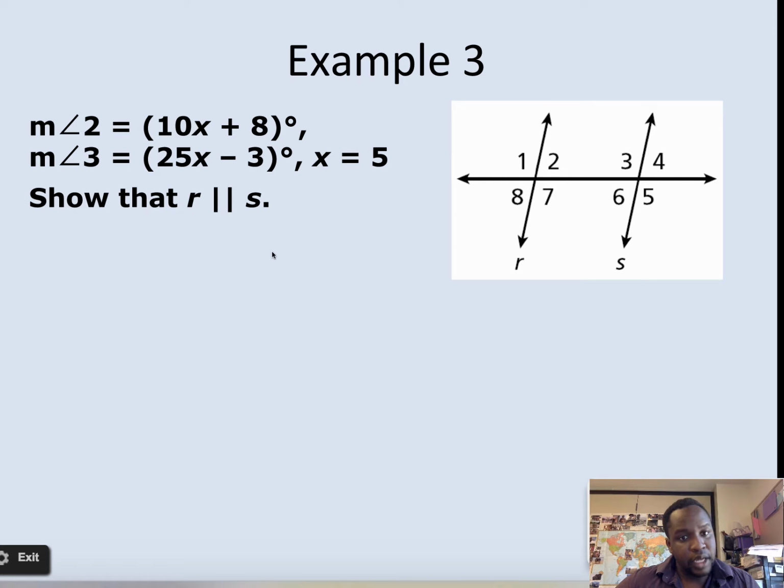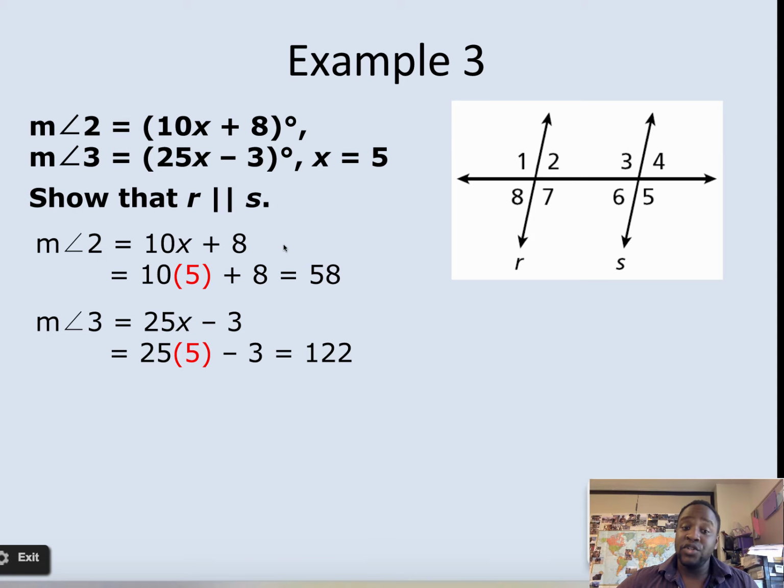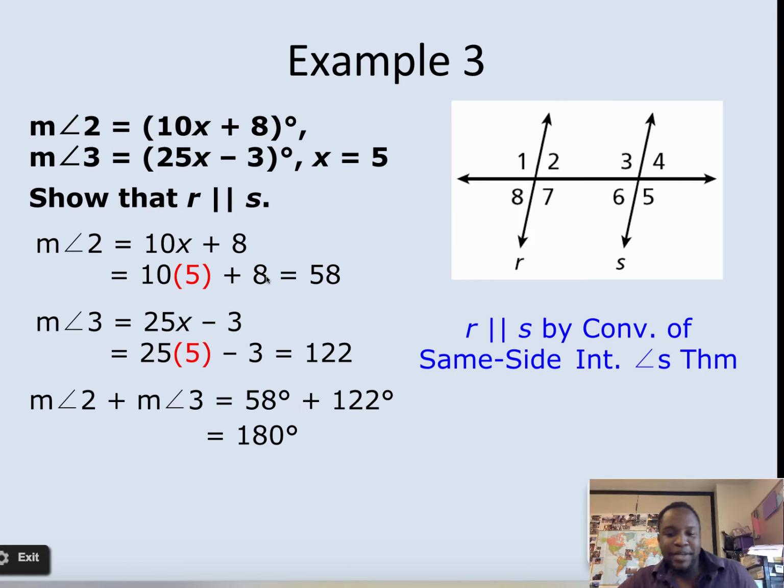So let's see, if we substitute in 5 for x, we get that the measure of angle 2 is 58 degrees. And if we substitute 5 in for x in 25x minus 3, we get that the measure of angle 3 is 122 degrees. And if we add them together, what do we got? Bibbidi bobbidi, 180 degrees. So since they add up to 180 degrees, R is parallel to S by the converse of the same side interior angles theorem.